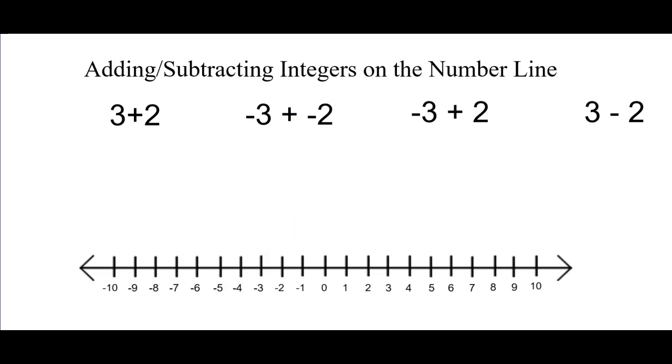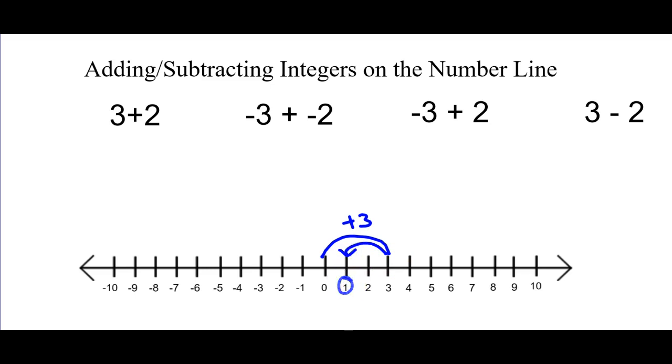Negative 3 plus 2. So negative 3, we're going to go to the left negative 3. And then we're going to go in the positive direction 2. And here we end up at negative 1. And then finally we got 3 minus 2. If I go to 3, that's adding 3. Negative tells me to go to the other direction, a -2, and end up at 1.